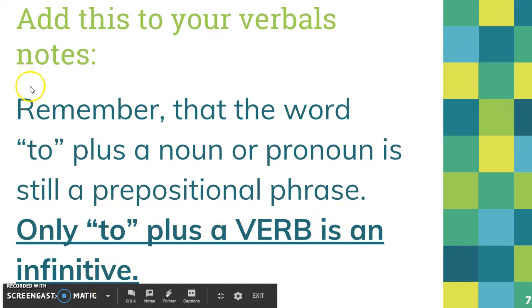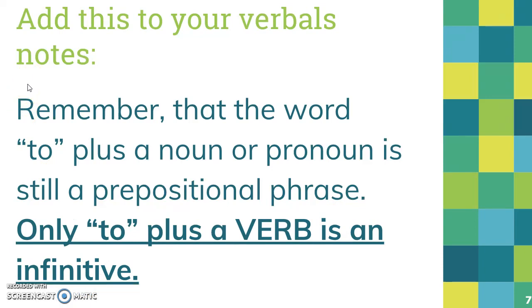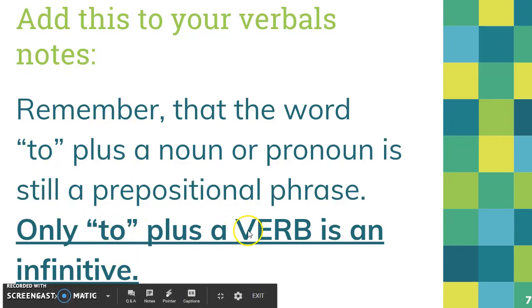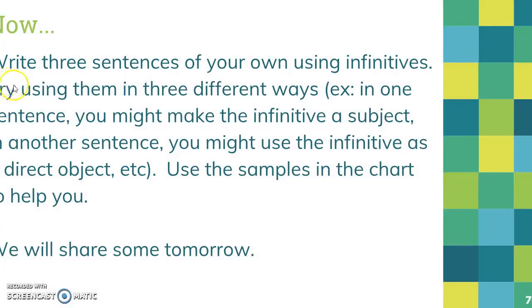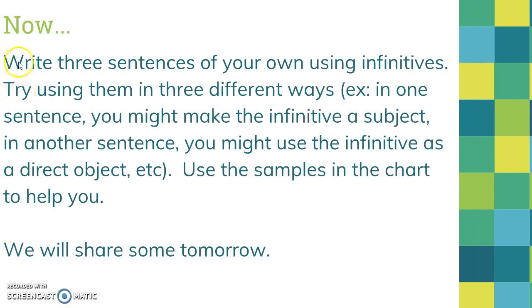You need to put this in your notes because I do not want you getting confused on the test with prepositional phrases that start with to and infinitives that start with to. To plus some sort of verb is an infinitive. All right. Now you're going to write 3 sentences of your own using infinitives. Try using them in different ways. For example, in one sentence, you might make the infinitive the subject, like the one we just did. To wait seemed foolish.